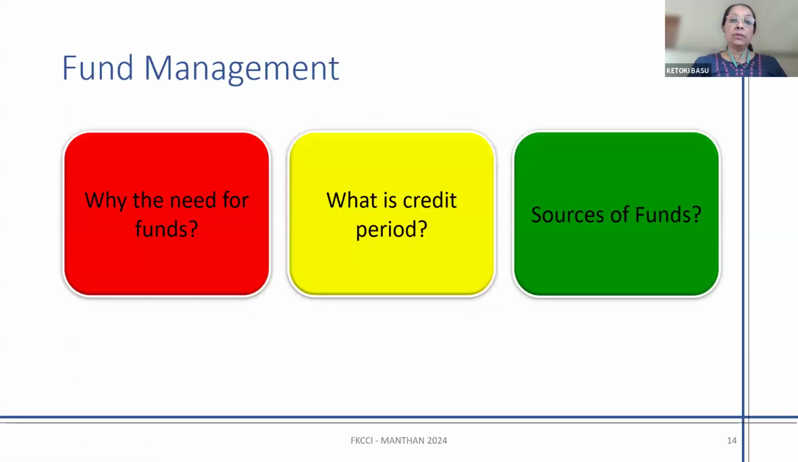Okay, so now the next thing is fund management. Fund management means, why do we need money? And if you know what credit period is, and the sources of funds. The need for funds is that you need funds to run the business, to buy your raw materials, to pay your people till you start earning.